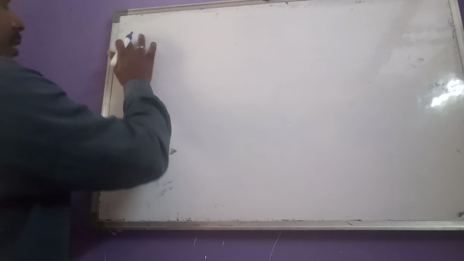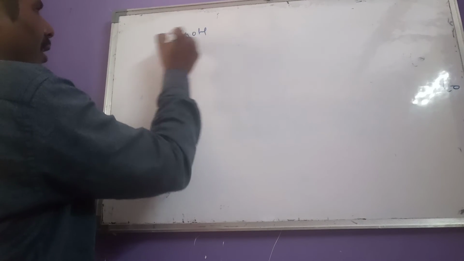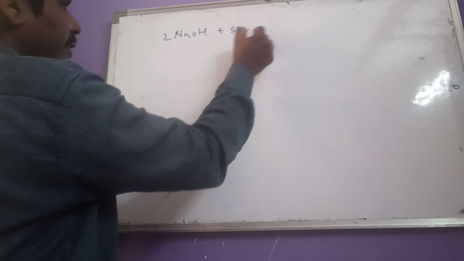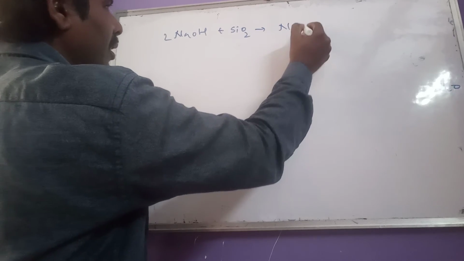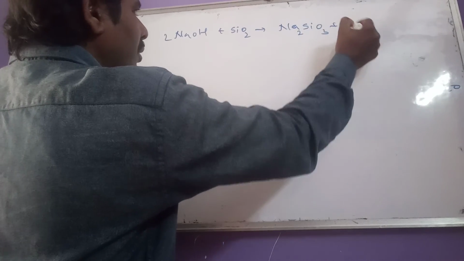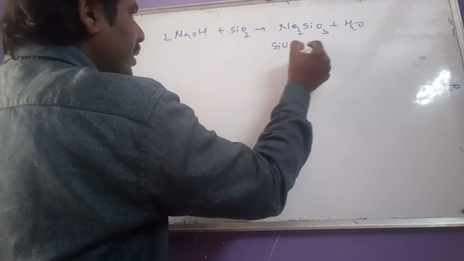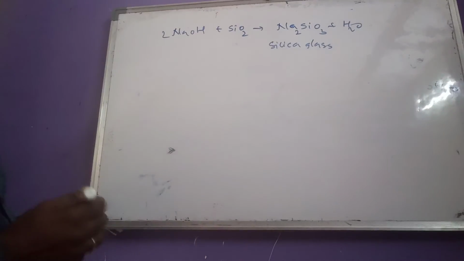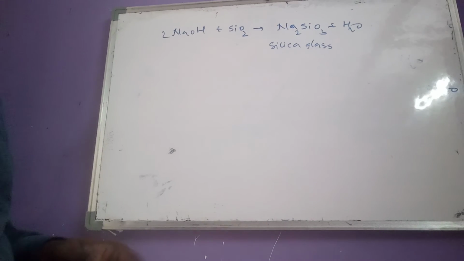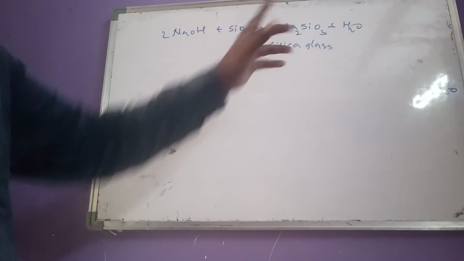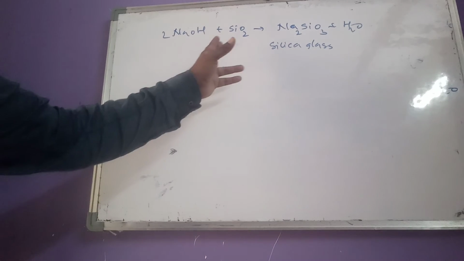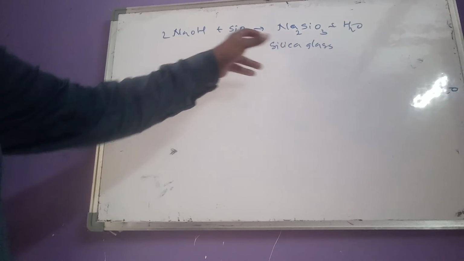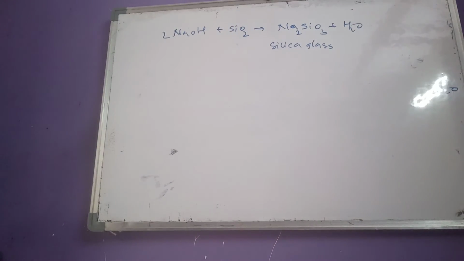Then NaOH reacts with silica also. Silica means SiO2, and it produces Na2SiO3. Sodium silicate is known as silica glass. So NaOH reacts with SiO2 and produces sodium silicate, known as silica glass. Like that, NaOH gives this product with SiO2.